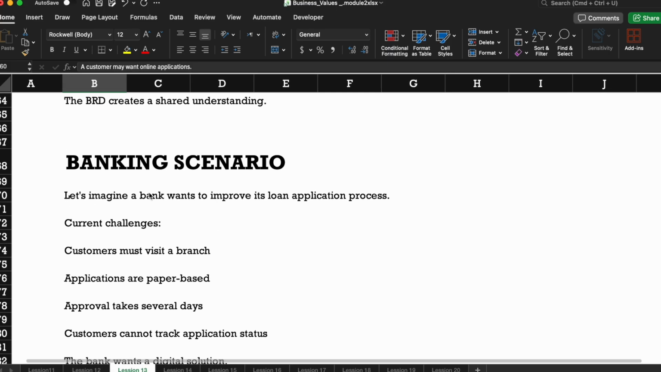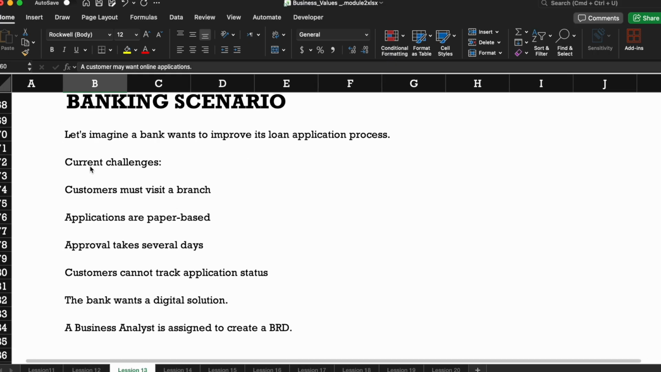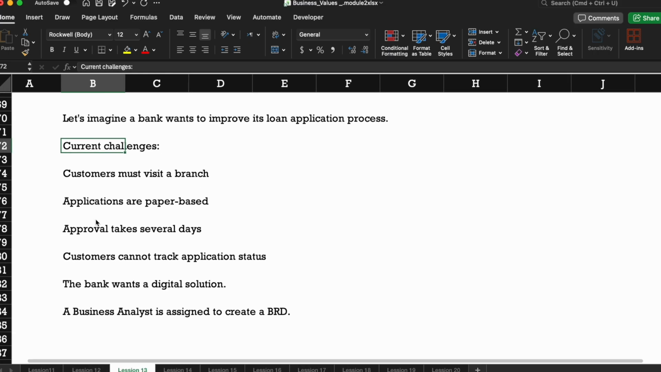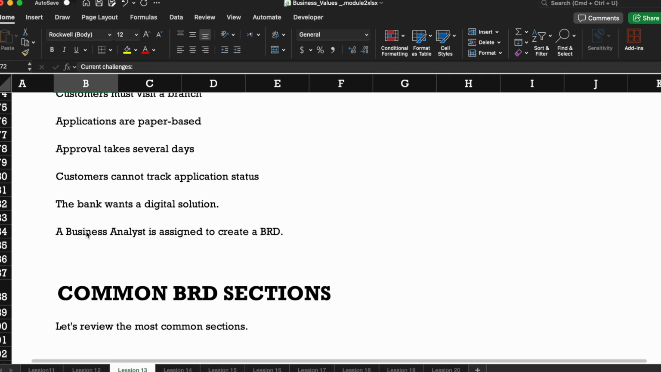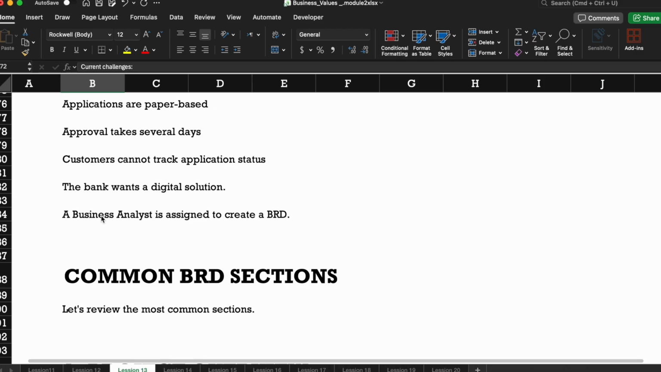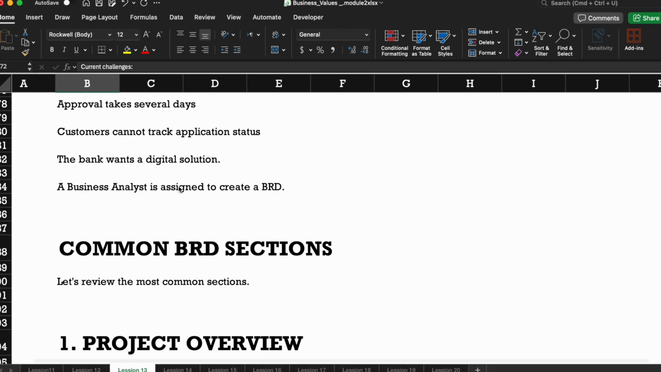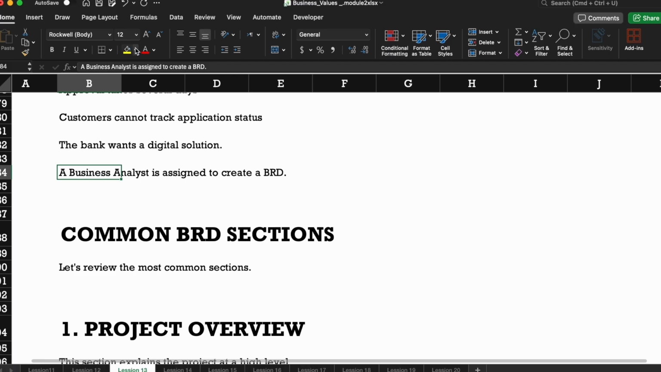Banking scenario: let's imagine a bank wants to improve its loan application process. Current challenge: the customer must visit a branch. Applications are paper-based. Approval takes several days. Customers cannot track application status. The bank wants a digital solution. A business analyst is assigned to create a BRD.